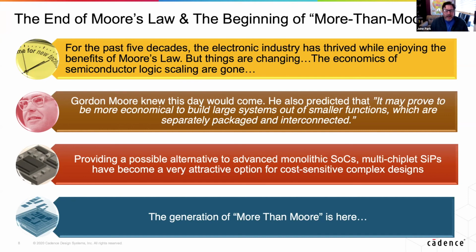So that's what's happening. When you're an SoC designer or ASIC designer, and you run that team and you see the light at the end of the tunnel, or the tunnel coming up with no light and nowhere to go, you start looking for alternatives. The interesting thing is that in Moore's paper that he wrote, or memo that he wrote, he actually predicted this on the third page of that article. He actually says it may prove to be more economical to build large systems out of smaller functions, which are separately packaged and interconnected.